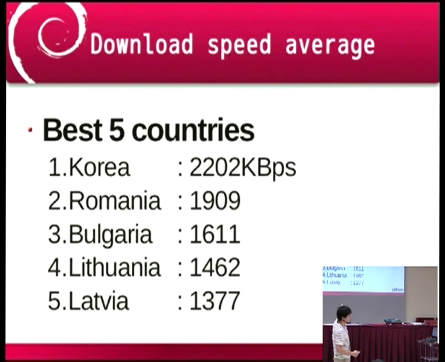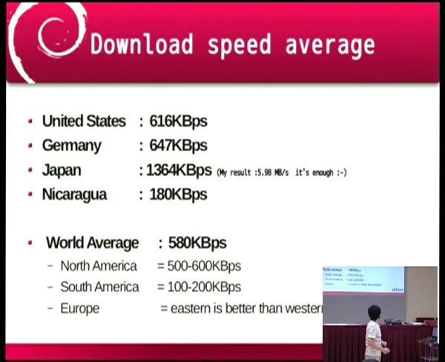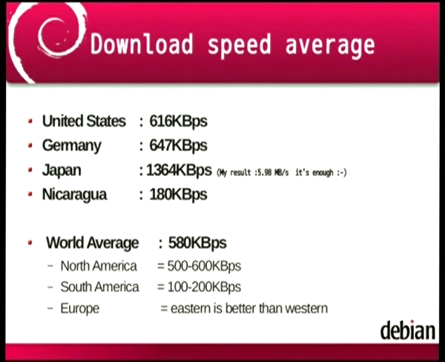Or Eastern European countries, there: Romania, Bulgaria, and I cannot pronounce, sorry, Latvia, and there's a good rate. And the United States almost 600, and Germany as well, and Japan is fast. My result is almost 6 megabytes. Good. And Nicaragua, I said, yeah, it's not so fast. And the world average is almost 600 kilobytes.